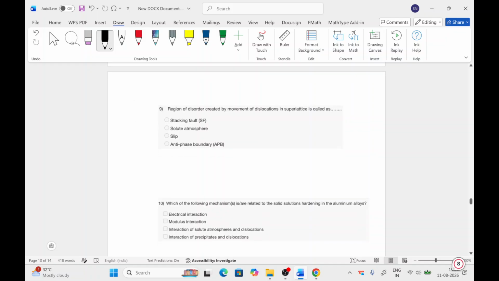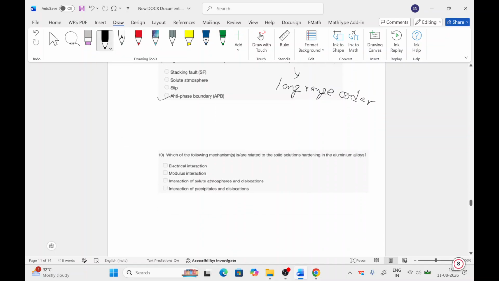Ninth question: the region of disorder created by movement of dislocations in a superlattice is called as, so a superlattice is long range order. So in the long range order, when dislocations move, it creates antiphase boundaries. We discussed this in the previous lectures also.